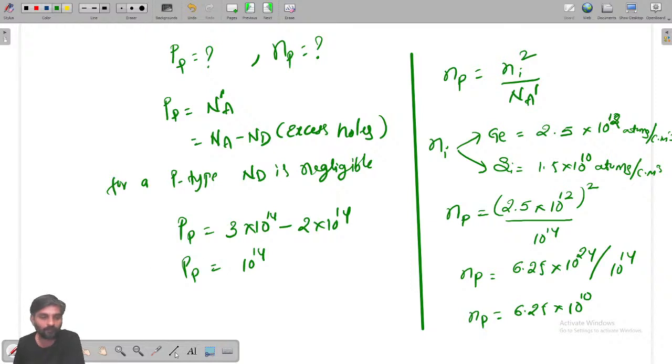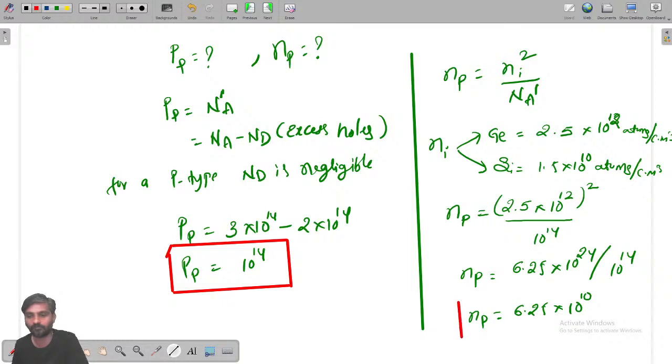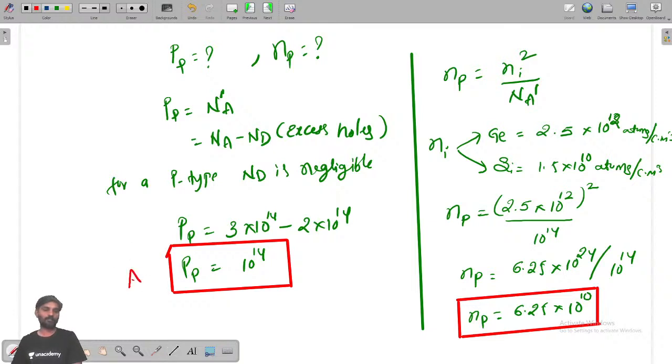So this is going to be the PP value, which you were asking. And this is the NP value. These are the answers. This is answer 1, and this is answer 2: 6.25 into 10 to the power of 12.